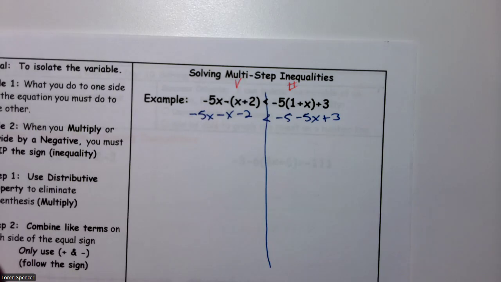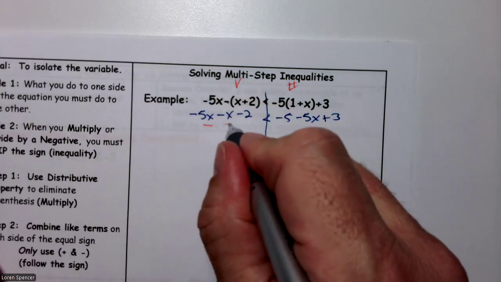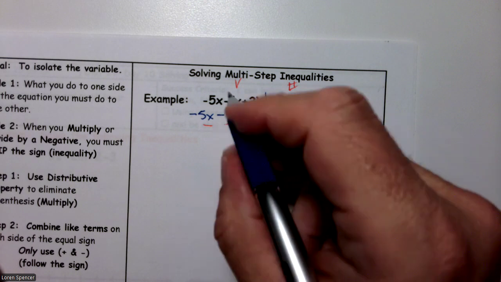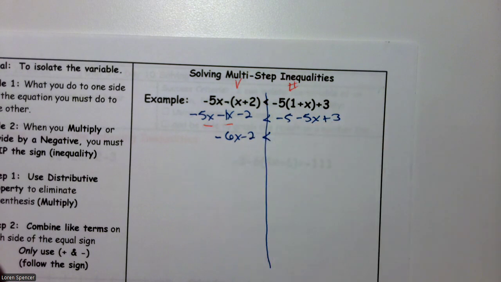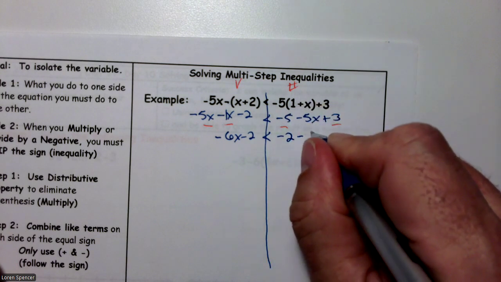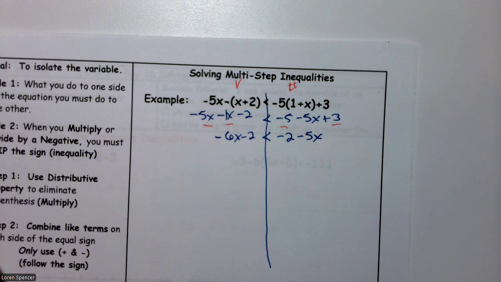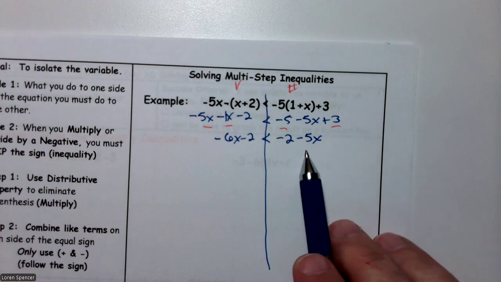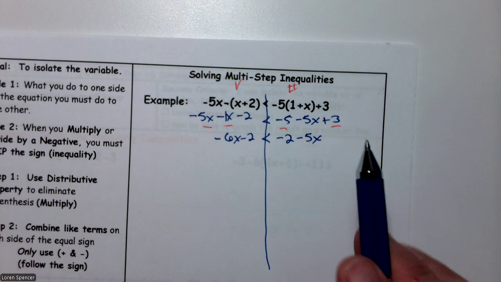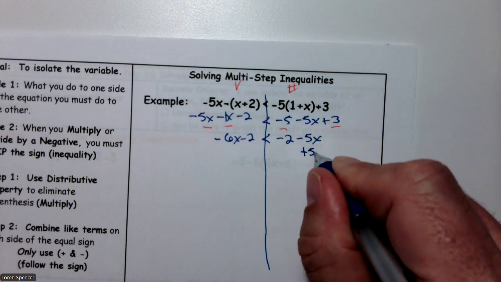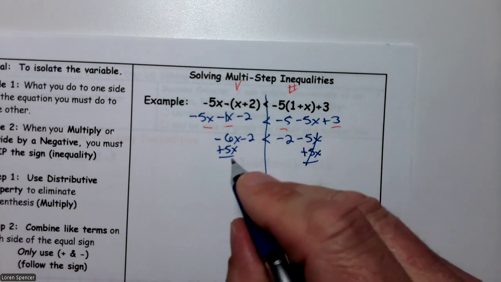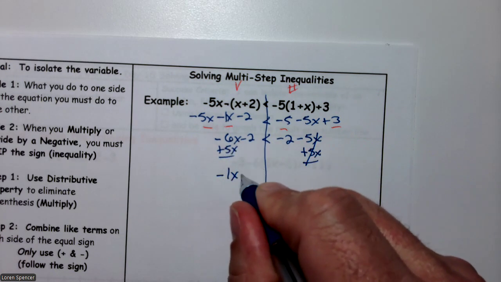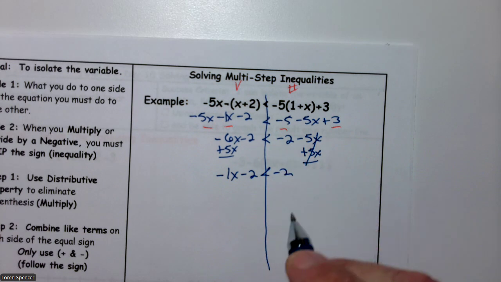We need to combine like terms, and we have them. We can combine the x's on this side. So negative 5x minus 1 more x gives me 6x's. And over here, I have a negative 5 and a positive 3. Those combine and give me negative 2 minus 5x. So I'm going to move my variables to one side. So I'm going to add 5 to this side, because I always want the variables on the left. And now I have negative 1x minus 2 is less than negative 2.